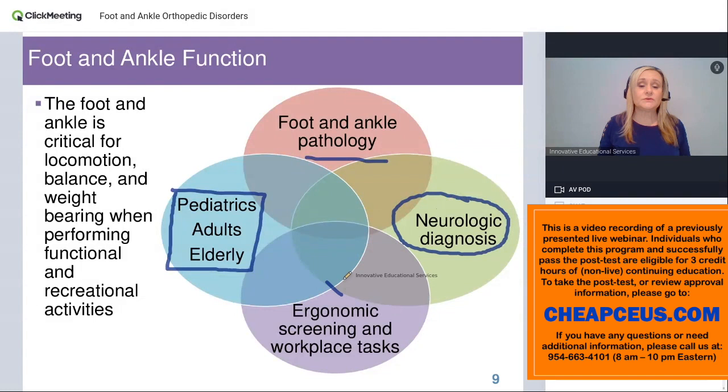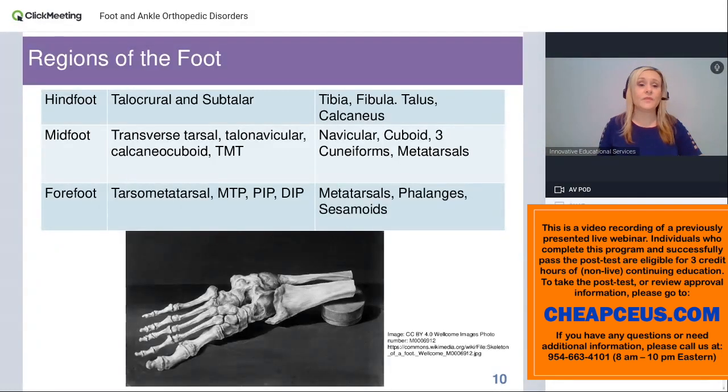Consider ergonomic screening and assessments, workplace assessments for individuals where they have had an increase in their activity that may put demands on that foot and ankle that weren't there before, that put them at risk of injury or overuse, cumulative trauma. Looking at the regions of our foot to kind of dust those cobwebs off if this is not a population that you are working with frequently.